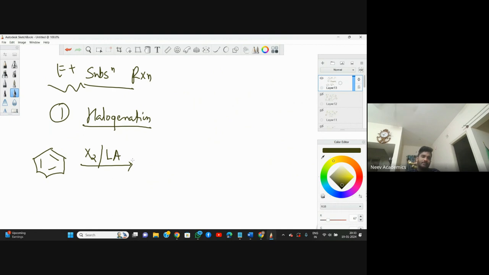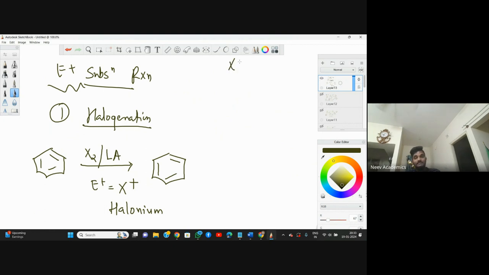So what is going to happen here? Listen, I'll give you a brief mechanism as well. The same mechanism will happen. Our electrophile here will be X plus. Let me write X plus. X plus means halogen plus. So this X plus is called a halonium ion. If it is Cl plus, it is a chloronium ion. If it is Br plus, it is a bromonium ion, halonium ion.